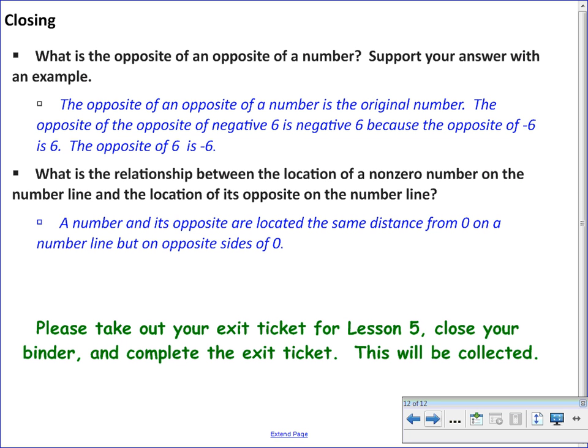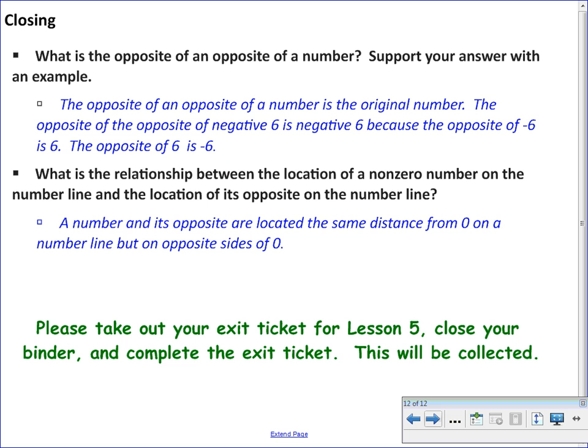So what is the relationship between the location of a non-zero number? That means any number except 0. So what is the relationship of any number except 0 on the number line and the location of its opposite on the number line? So what do we know about a number and its opposite and where they're located on a number line? Exactly. A number and its opposite are always the same distance away from 0.